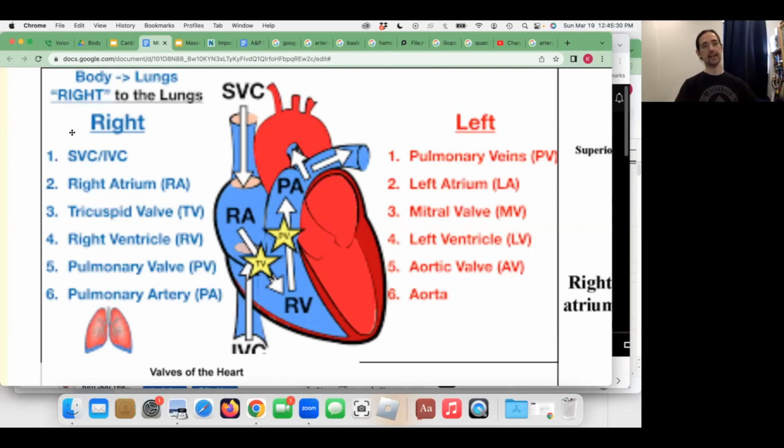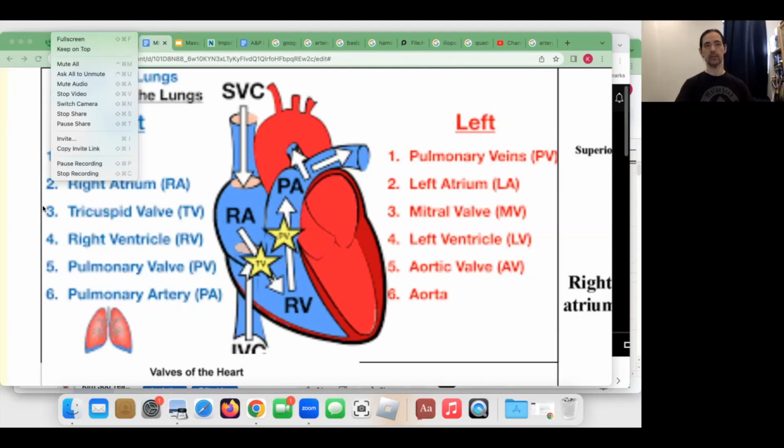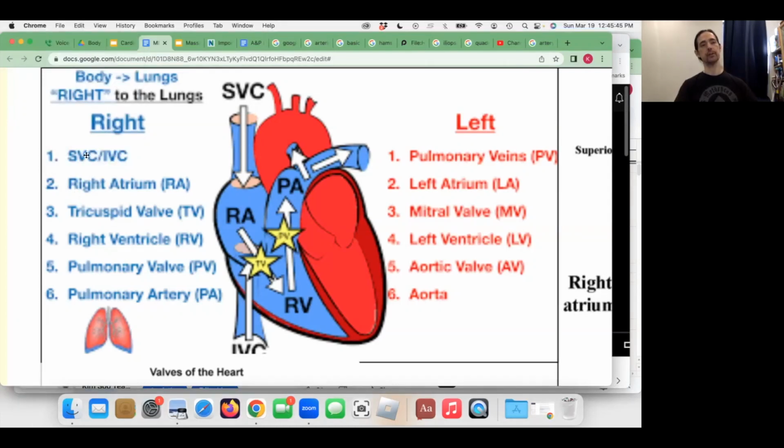So on the right side, it goes from the SVC, IVC, that's superior vena cava, inferior vena cava, into the right atrium. So superior vena cava, that's the body's biggest vein. Inferior vena cava is also the body's biggest vein. There are 2 branches, the superior and the inferior.